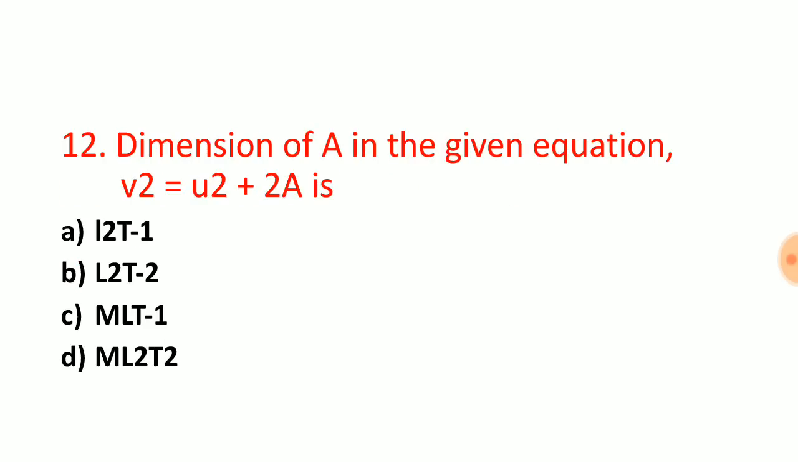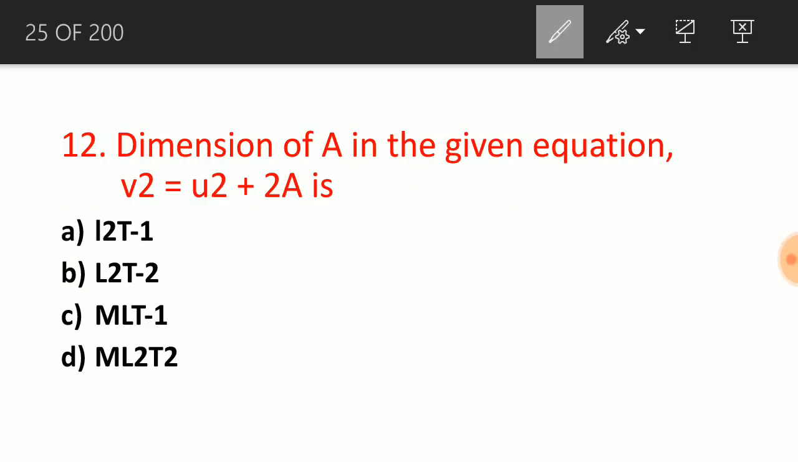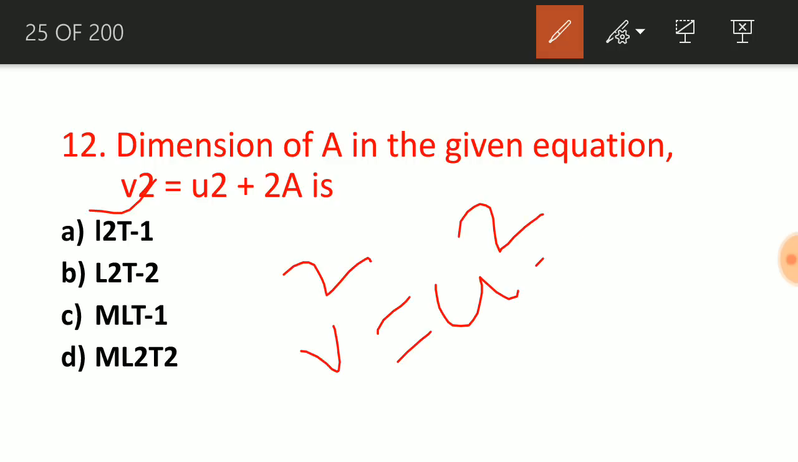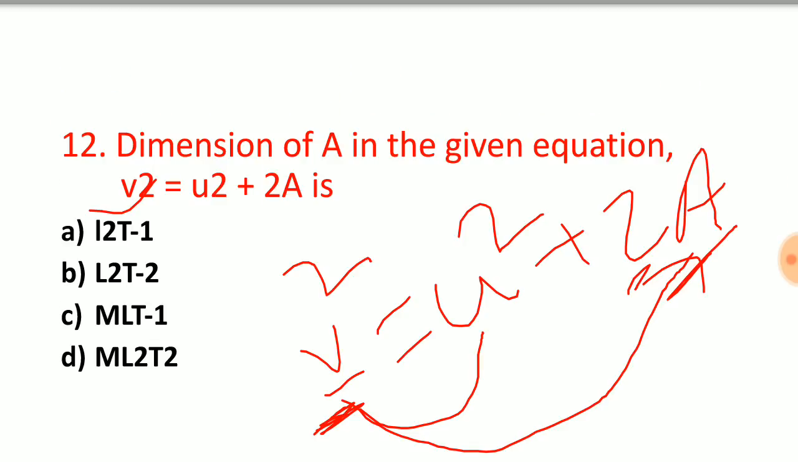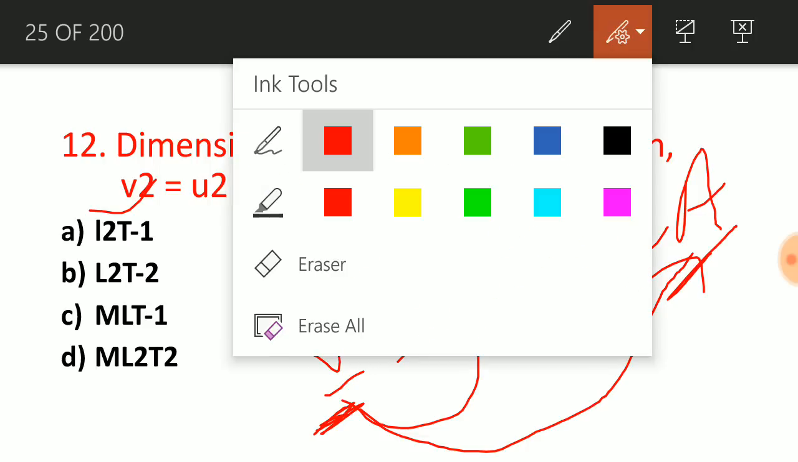Question number 12. The dimension of A in the given equation is, this is V square equal to U square plus twice A B. According to the principle of homogeneity, the unit of this quantity should be equal to the unit of this quantity, and the unit of this quantity should be equal to the unit of this quantity. So whatever be the unit of V square, that is the unit of A B, because 2 is a number. So V means meter per second, V square means meter square per second square.